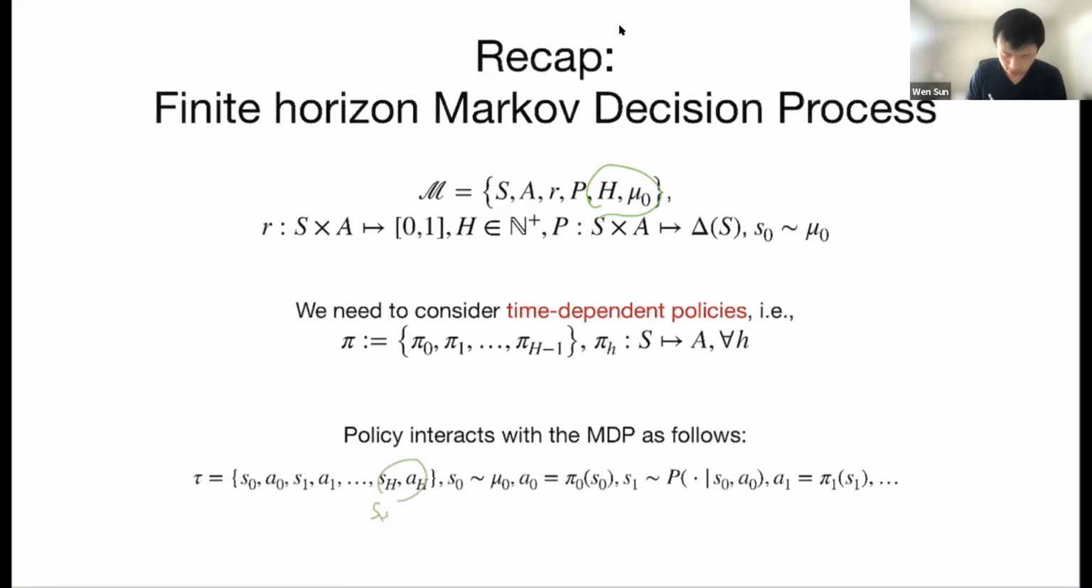Sorry, there's a typo here. I will fix this afterwards. The reason that we say this is H many steps is that we take H many actions, A0 up to A H-1. And the reason that we start from 0 rather than 1 is that, as computer scientists, we always start from 0.